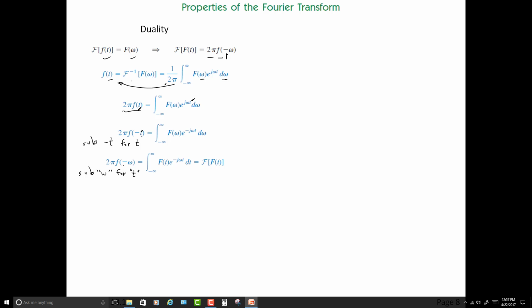So now 2 pi f of minus omega is equal to, we're just plugging and chugging here, just reversing t and omega. So here's f of t now instead of omega, and e to the j omega t stays the same, dt. Substitute omega for t on that side, and t for omega on this side. Okay, but if I look at this and evaluate, what have I got here? I have got the Fourier transform of the Fourier transform in terms of t.